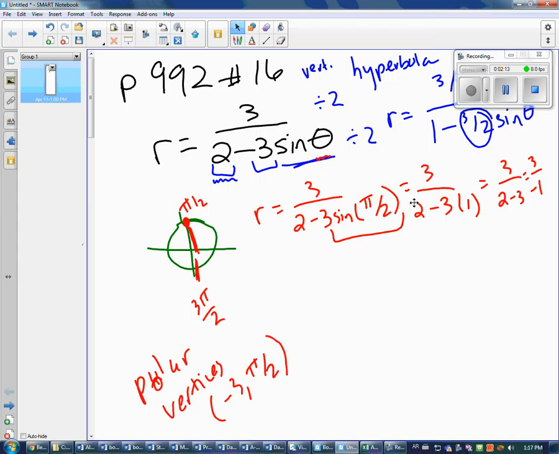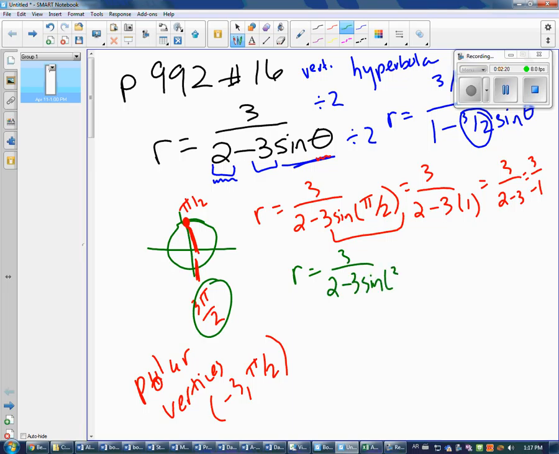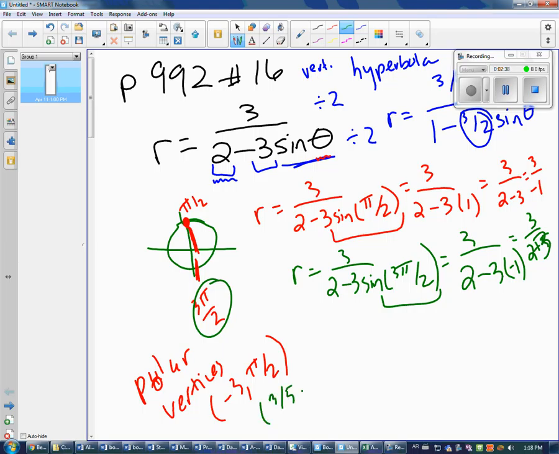Now for the second vertex, use the other theta value. This value is negative 1. I can find that on my unit circle. 3 over 2 plus 3, which is 3/5. So those are the two vertices in polar form.